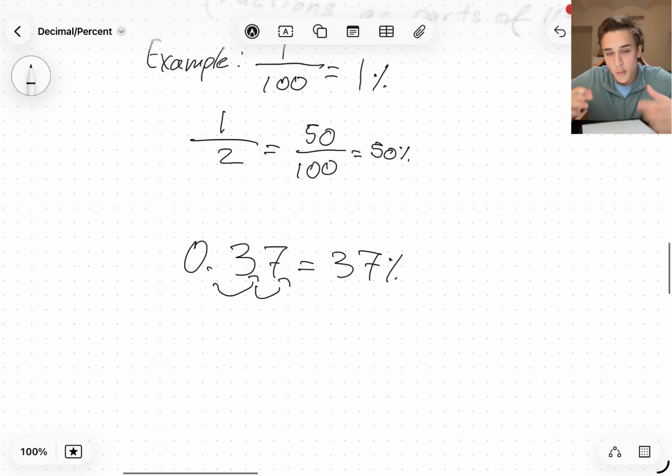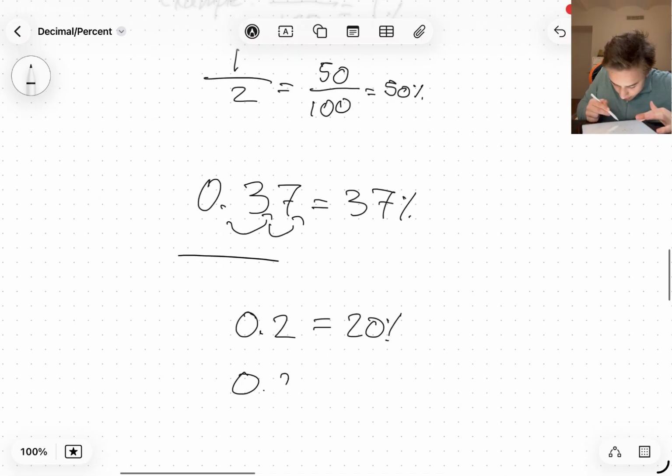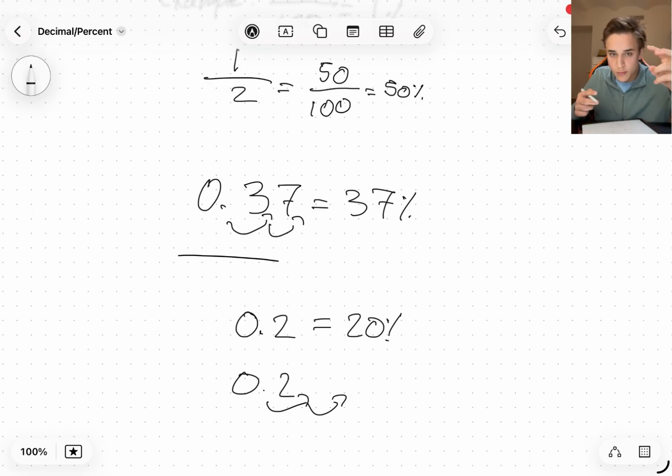And there's a pretty simple way to get from decimals to percentages. If you have a decimal like 0.37, that's equal to 37%, because all you have to do is move the decimal point back 2 spaces. So 0.2 equals 20%, because if you move it back once, it becomes 2, and then you move it back again, which is sort of just like adding a 0, and so it becomes 20%.